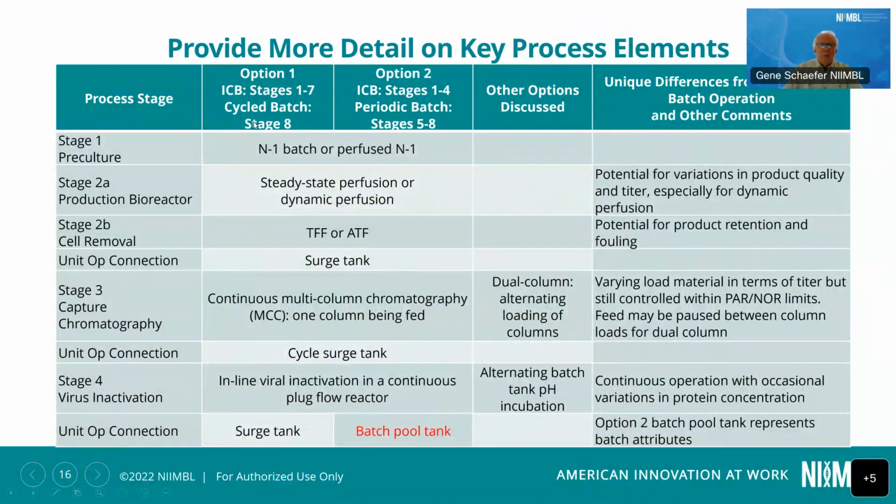Now, along with those options, we did provide some detailed tables looking at how those options would play out for the different operations. And I've just shown the first 4 stages here and some of the differences that we've highlighted with pool tank or not, and additional options that were discussed. So, for example, in addition to continuous multi-column chromatography, we talk about operation in a dual column, alternating column load type of mode.